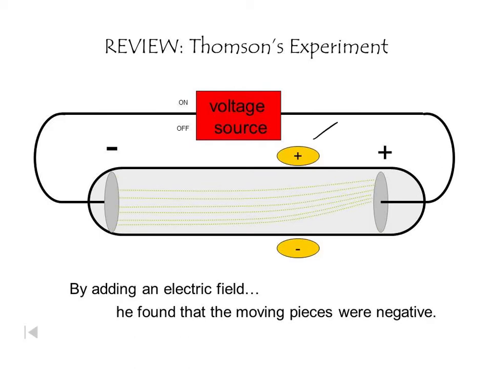Thomson decided to add positive and negative charges on the bottom and the top of the cathode ray tube, and when he added the electric field, he noticed that the particles moved from the negative to the positive again, but this time it was being directed towards the top, which was a positive charge, and so he came up with the idea that the moving pieces or moving particles were negatively charged.